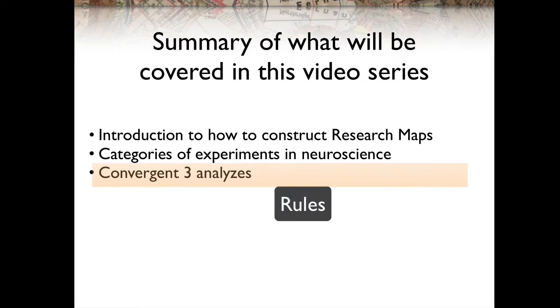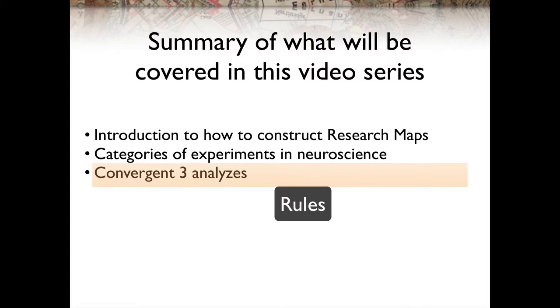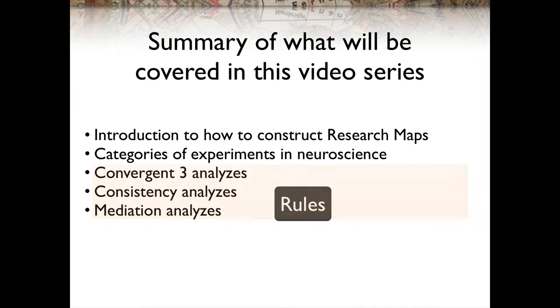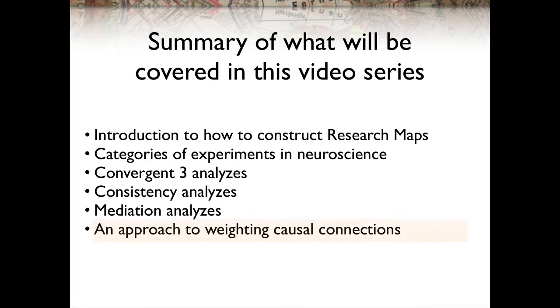Then we talk about rules that we use to assemble these maps. And I should mention that these are not rules that we invented. We simply articulated rules that neuroscientists in general use to interpret data and to evaluate the strength of evidence. So one of these rules we call the convergence tree analysis, another one consistency analysis, and mediation analysis. These are really the three rules that we will go into in depth. There are others that we'll cover, but we won't go in as much depth as these three different rules, which are really at the center stage of the maps that I will show you how to derive. We'll then cover the approach that we developed to weighting causal connections.